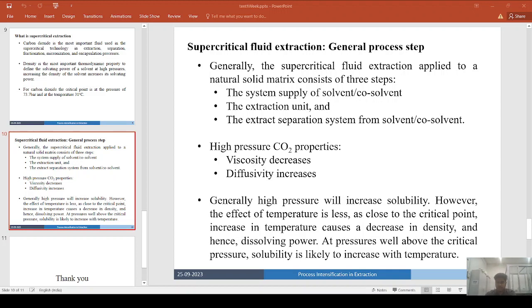So what are the factors that directly control the yield? It will be the solvent flow rate, the percentage of co-solvent, the type, which is ethanol or water, and the extraction time. So these four will directly affect the yield of the substances at the end of the extraction process.